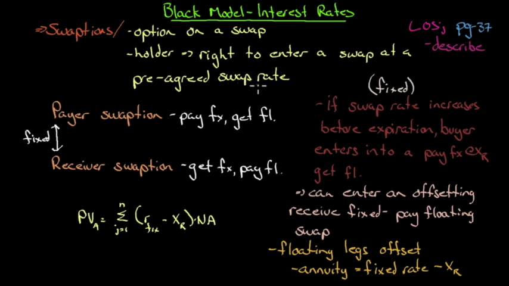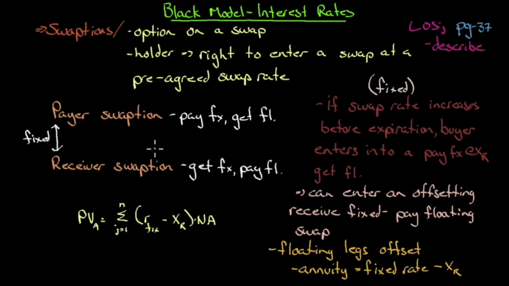That's the exercise price. So we don't really call them calls and puts. We call them payer swaptions and receiver swaptions. The first word refers to the fixed leg, pay fixed or receive fixed. So the payer swaption will pay fixed, get floating. The receiver swaption will get fixed, pay floating, as opposed to saying calls and puts. We just use these two terms.